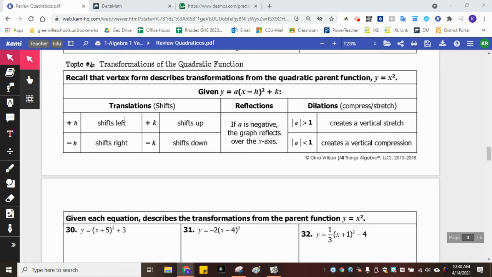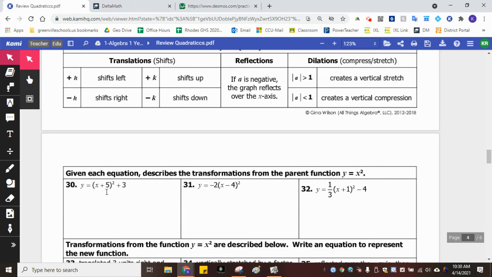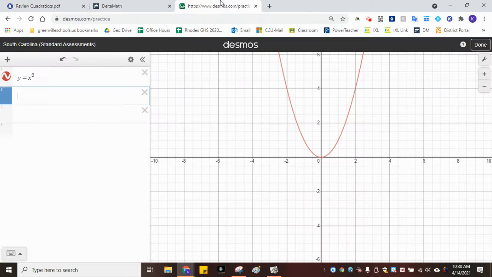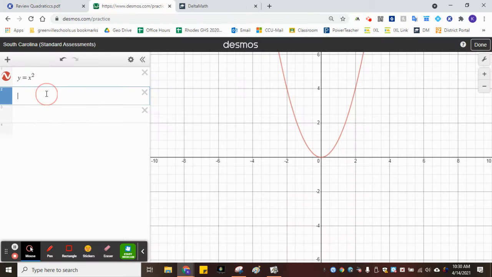So if you see a question about transformations for quadratic functions on the EOC, you could see a question like this: y equals (x plus 5) squared, plus 3, and it says describe the transformations from y equals x squared. So what you do in Desmos is graph y equals x squared, and then graph the equation they give you.